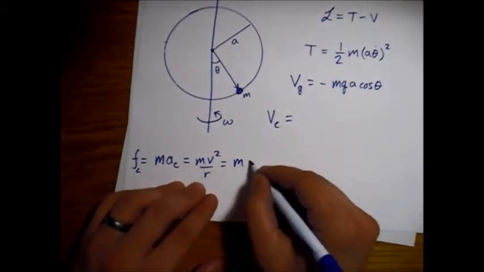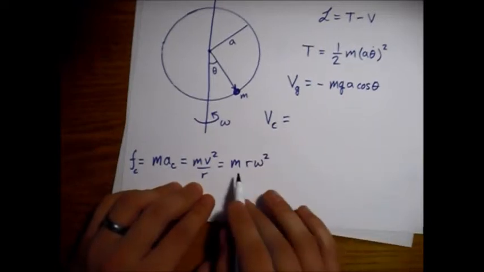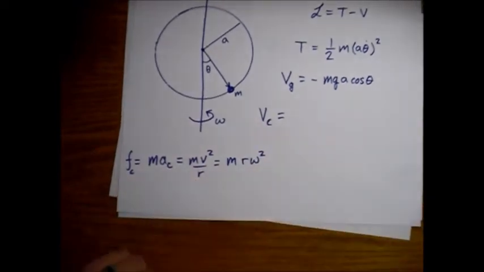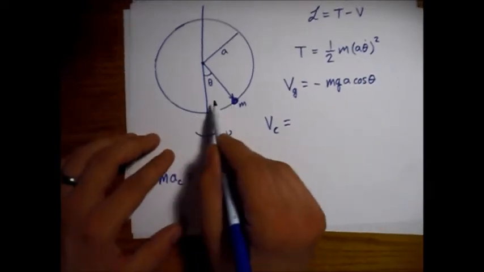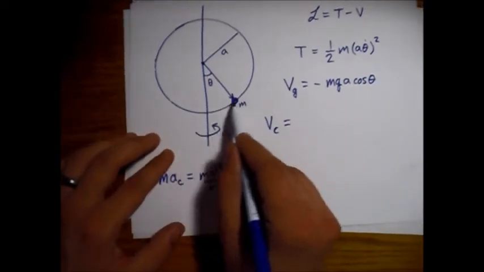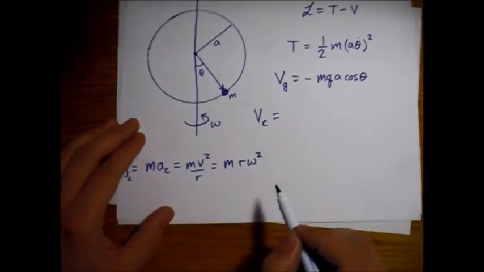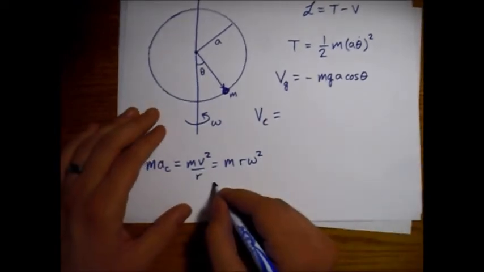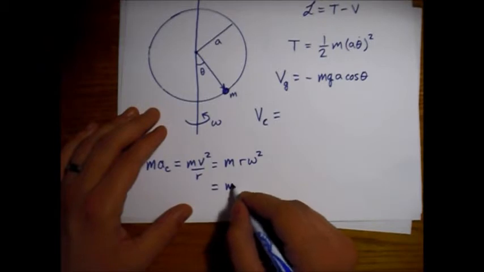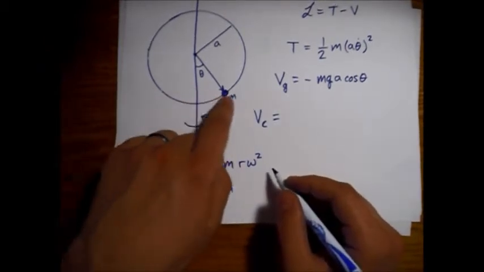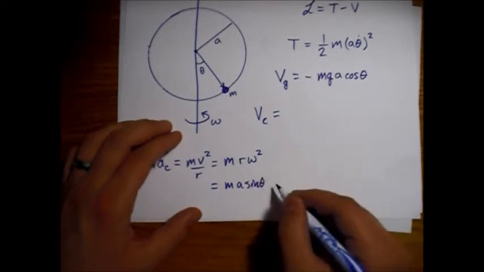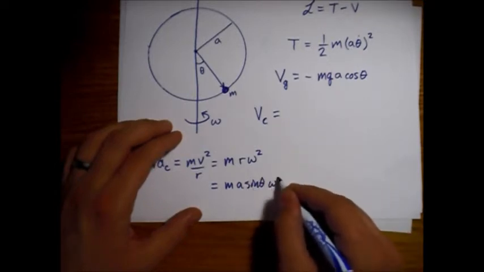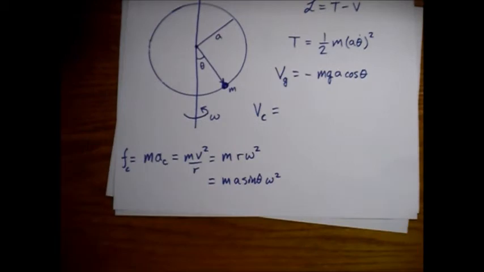Let me write it this way real quick: m r omega squared. Here r is the distance from the axis. That's going to be equal to m, and the distance from the axis is a sine of theta. All right, so I think we're good there.